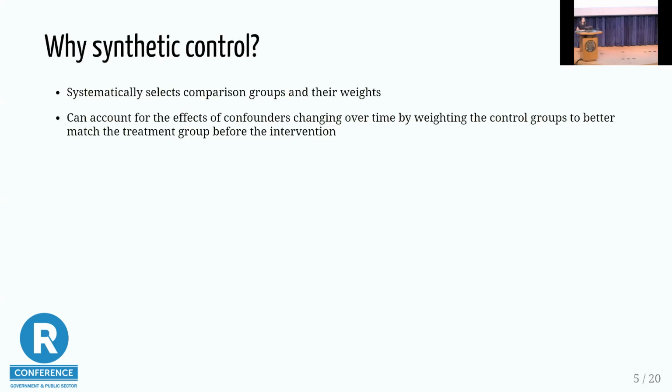And how do you know that they actually follow the same patterns that would give you what we call the counterfactual, which is what the outcome would have been had the plan not been implemented. And so with synthetic control, or SEM, what it allows us to do is to systematically select the comparison groups, and also gives us their weights, so we don't have to make that subjective judgment, which could be different depending on who makes the decision, right?